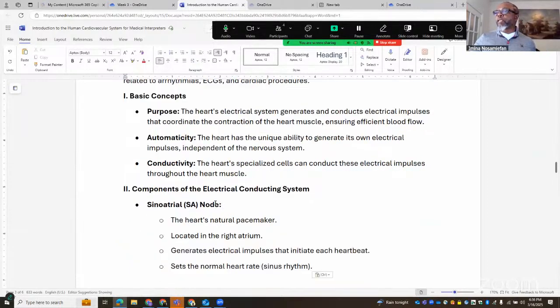Like I said, the components of the electrical conductive system: the sinoatrial node. So this is the heart's natural pacemaker. It is when this natural pacemaker is not functioning well that you've heard of people getting a pacemaker installed in their chest. It's located in the right atrium, sorry. It generates electrical impulses and initiates the heartbeat. It sets the normal heart rate. All right, and that's called the sinus.